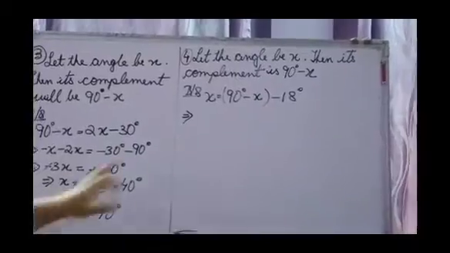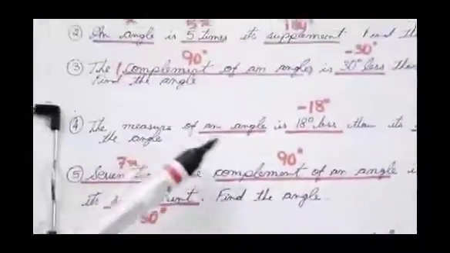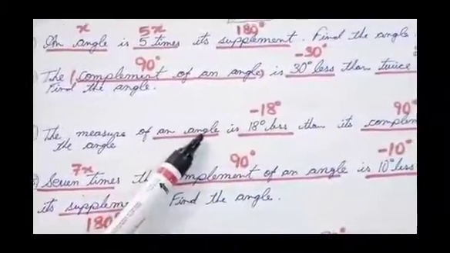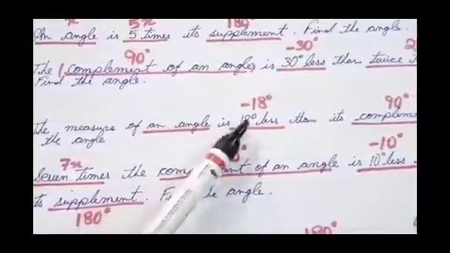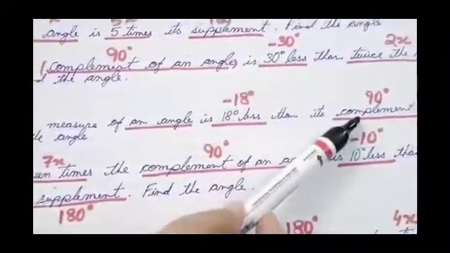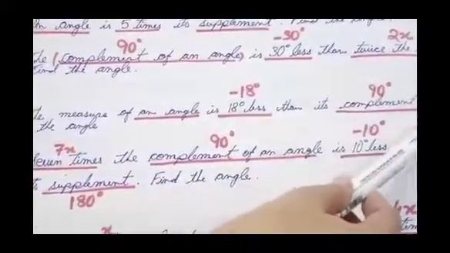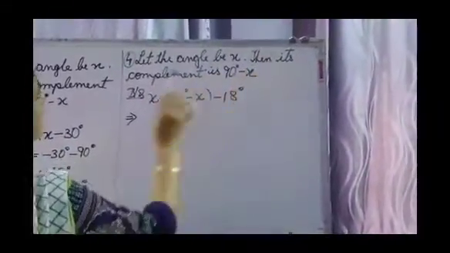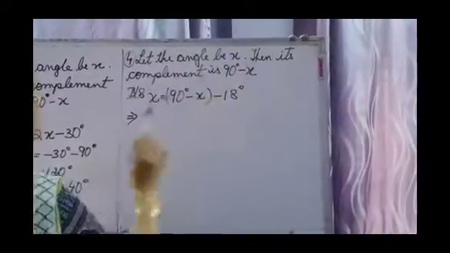Now let us come to question number 4. The measure of an angle is 18 degree less. So let the angle be x. 18 degree less means we have to subtract this 18 degree. Then its complement. Complement means 90 degree. So find the angle. Let the angle be x. Then its complement is 90 degree minus x.